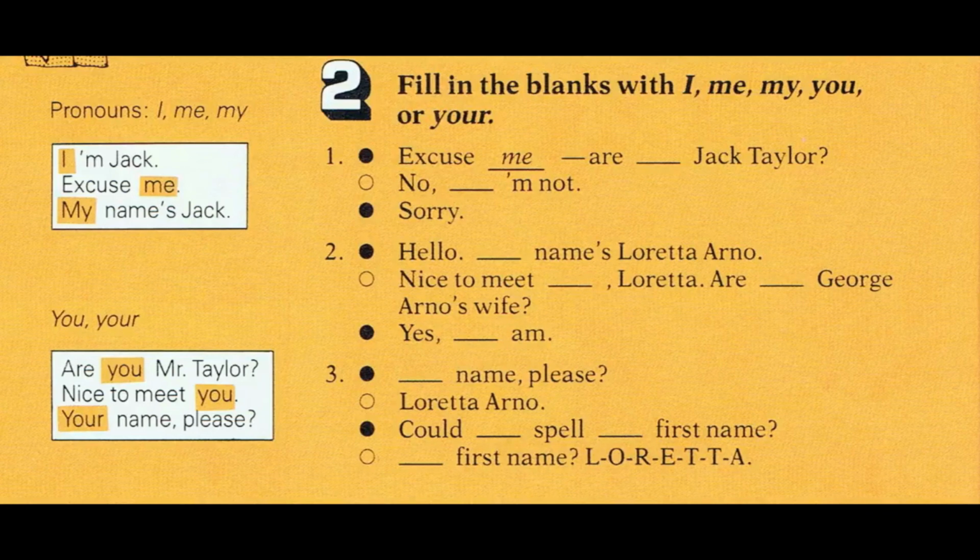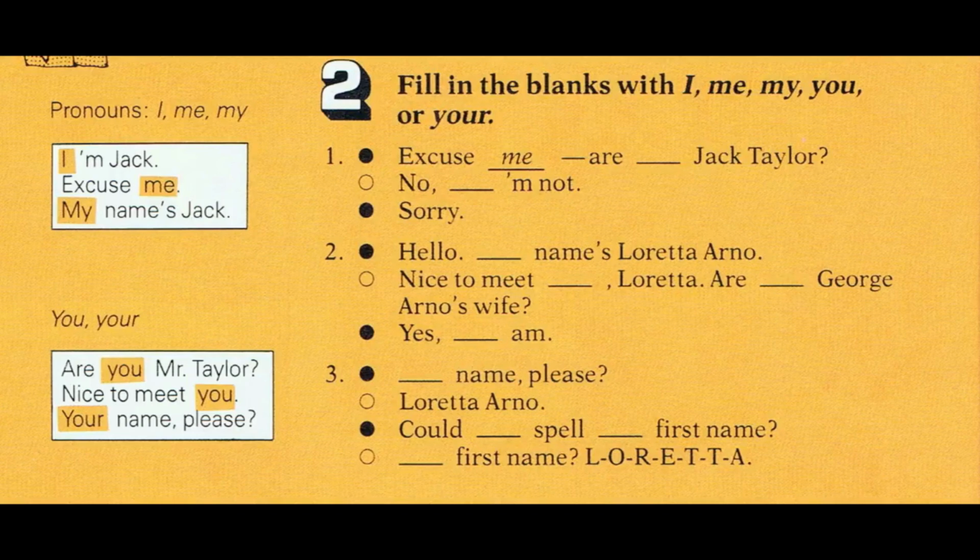Number 1. Excuse me, are you Jack Taylor? No, I'm not. Sorry. Number 2. Hello, my name's Loretta Arno. Nice to meet you. Loretta, are you George Arno's wife? Yes, I am. Number 3. Your name, please. Loretta Arno. Could you spell your first name? My first name, Loretta.